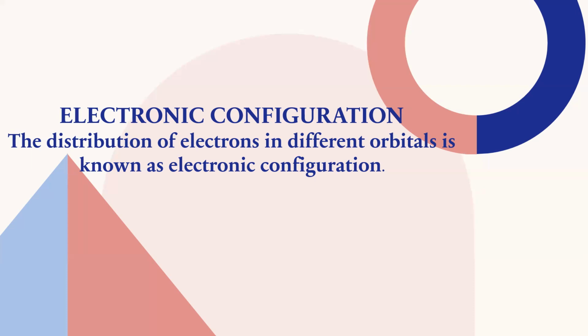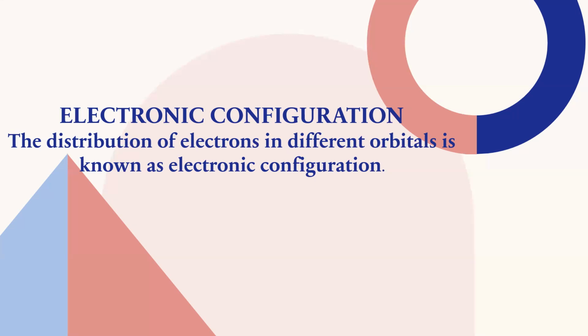So today we will discuss the concept of electronic configuration. First definition: the distribution of electrons in the different orbitals is known as electronic configuration. The filling of the orbitals in the atom is a hypothetical concept. Electronic configuration is a hypothetical thing which we have made for our convenience.